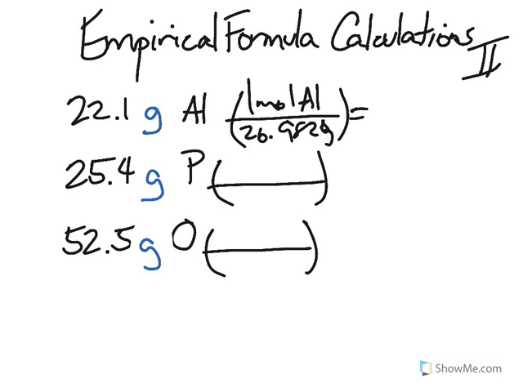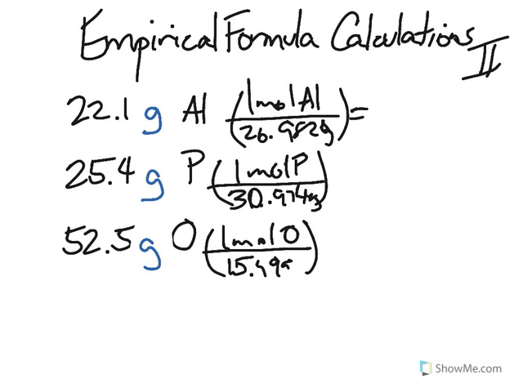Okay. For phosphorus, it happens to be 30. Let me write this out. 30. I'm sorry. 0.974 grams. For oxygen, it's 15.999 grams per mole of oxygen.